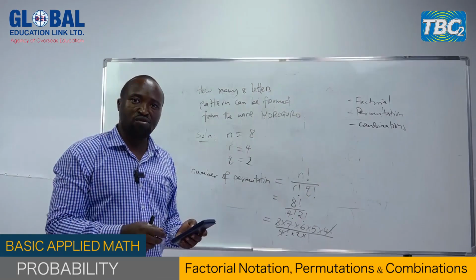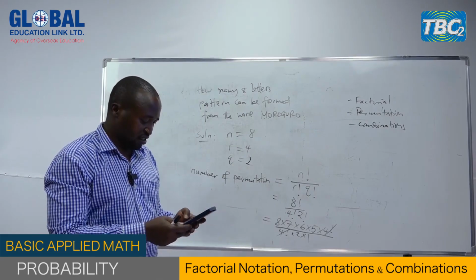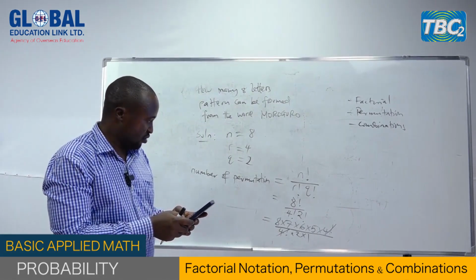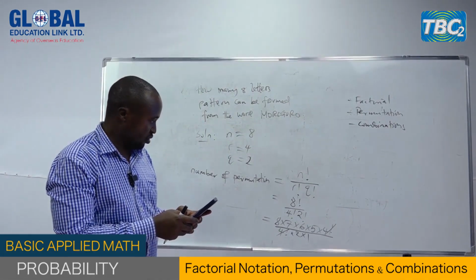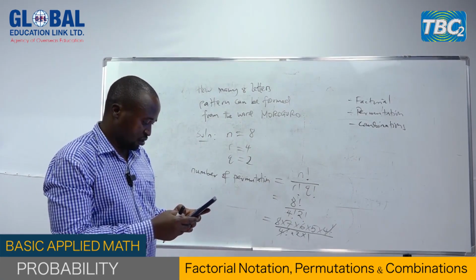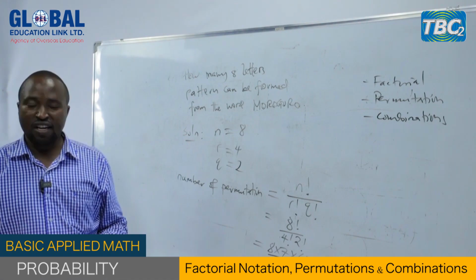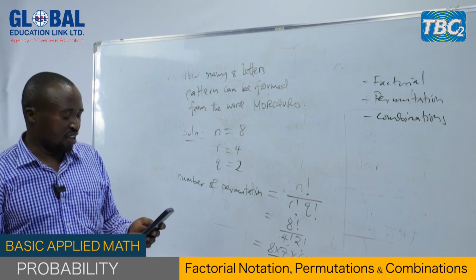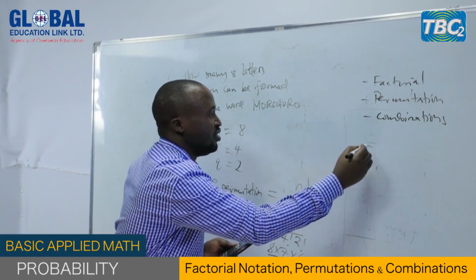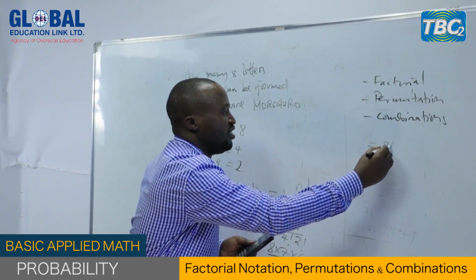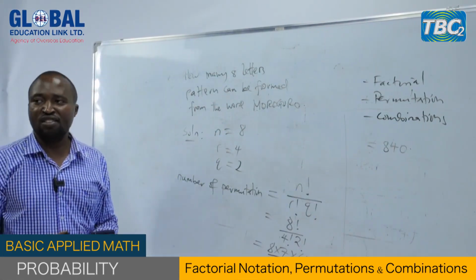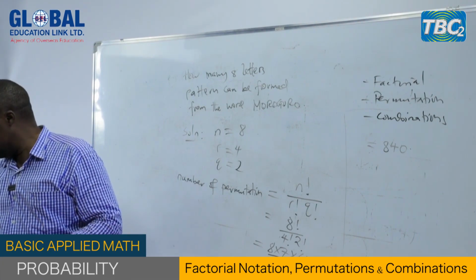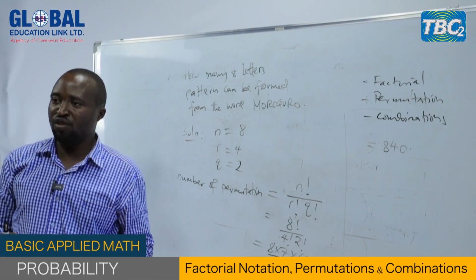I'm sure most of you know how to use a calculator. Now this one is very simple. Now we have the answer, and I'm sure my answer will be the same as what you got. So the number of permutations will be equal to 840. My friend from Kimara, my student, that is how to do such kind of equation.